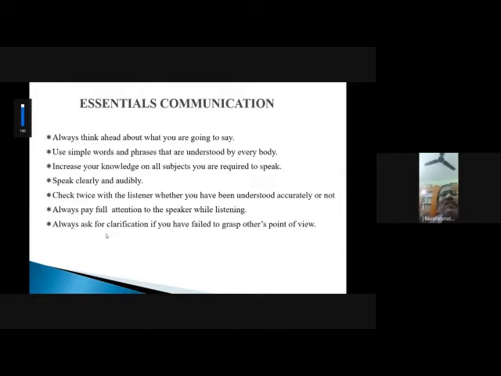At the same time, you have to listen very well, listen between the lines, and understand the main points and the meaning of the points given. If you fail to grasp any point, you can ask for clarification. Ask for clarification if you have failed to grasp others' point of view. That is very, very important. Communication basically means to understand others' point of view, others' frame of reference.